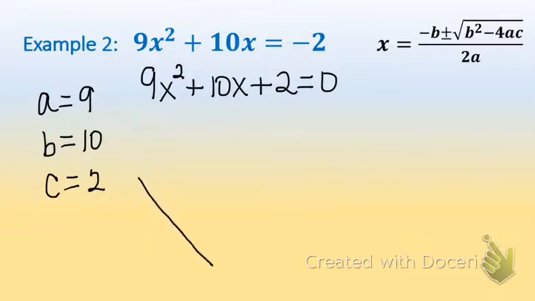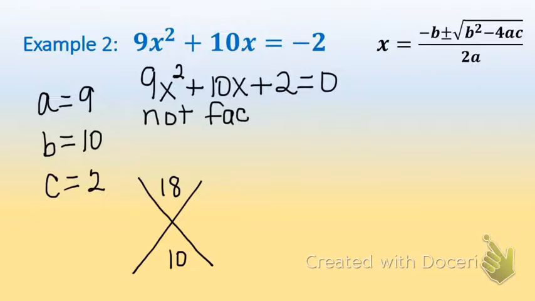So if we want to factor it, we need to find two numbers that multiply to 9 times 2, which is 18, but add to 10. So let's think about this. The numbers that multiply to give us 18 are 1 and 18, 2 and 9, and 3 and 6. But none of those pairs has a sum of 10. And that tells us that this is not factorable. We can't factor this because those numbers don't exist. So we have to use the quadratic formula.